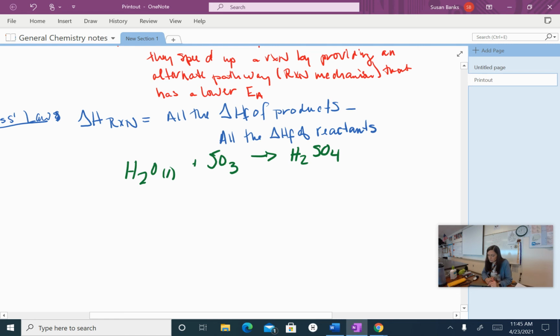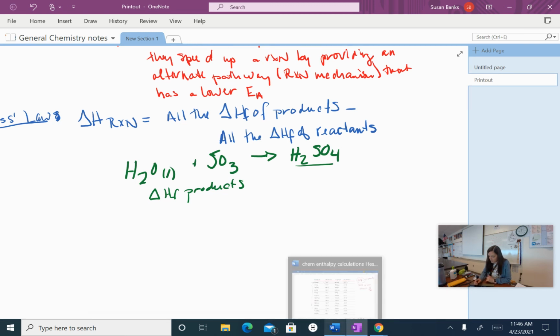So when we do this and try and figure out how much energy is happening in this reaction, we're going to take the heat of our products. So we're going to take the delta H of our products. And our products here are, we have one sulfuric acid. First thing we've got to do is make sure this is balanced. And this is balanced. Okay, so I've got 2 hydrogens on both sides. I've got 4 oxygens on both sides, and I've got 1 sulfur on both sides.